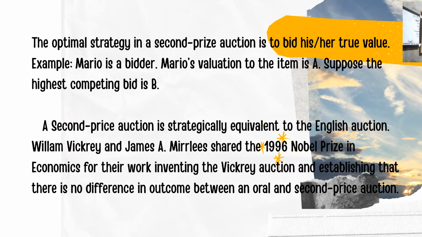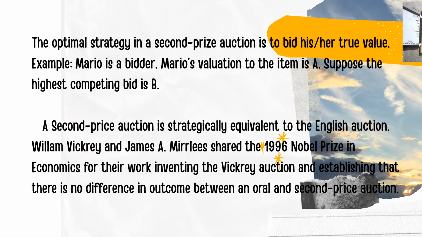So, let's say, for example, Mario is a bidder, and Mario's valuation of the item is A. And suppose the highest competing bid is B. If A is greater than B, then Mario wins the item and earns a positive profit if he bids his true value. But if A is less than B, the best Mario can do is to bid below B and earn $0. Mario earns exactly $0 by bidding A, his true value. So overall, to bid A is the best choice for Mario. So parang win or lose lang kung ibibid niya yung true value niya.